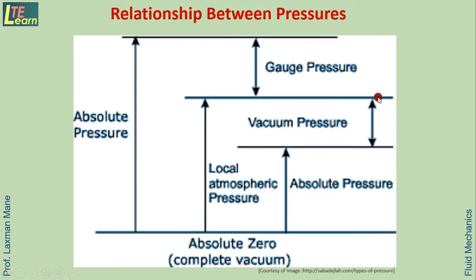In case of applications where the vacuum is present, means pressure below atmospheric value is present, in that case this is the vacuum pressure shown by this line which is below this atmospheric pressure line. So this is the pressure, that is negative gauge pressure. It can be obtained by subtracting this vacuum pressure gauge value from this local atmospheric pressure. So these are the two cases by which absolute pressure can be obtained.